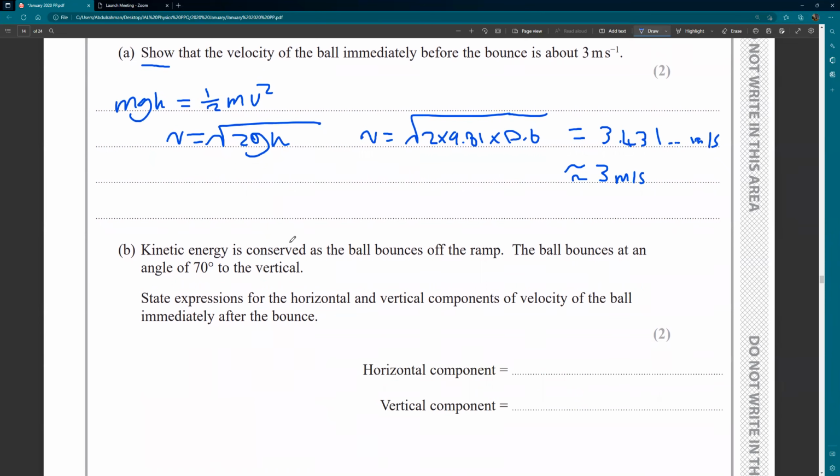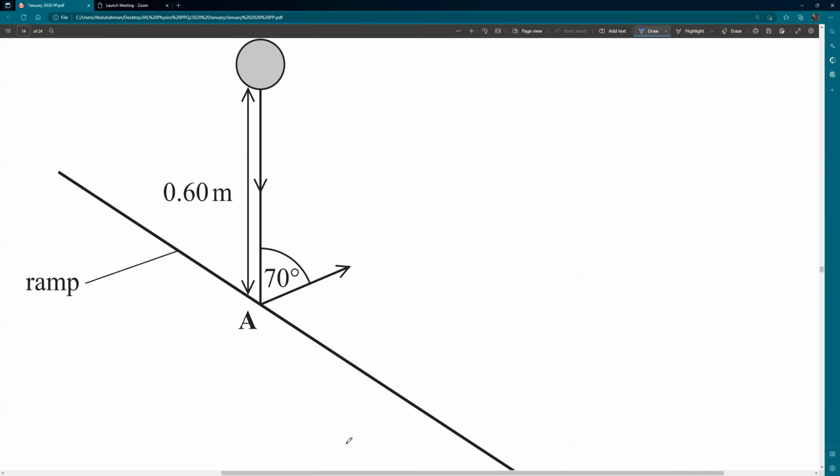Kinetic energy is conserved as the ball bounces off the ramp. The ball bounces at an angle of 70 degrees. State the expression for the horizontal and vertical components. Let's go back to the diagram. Let's zoom in a little.